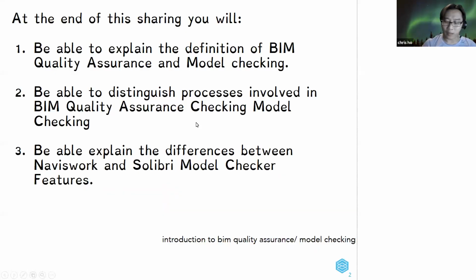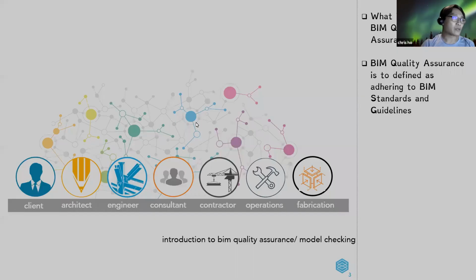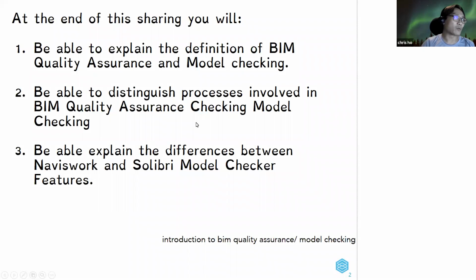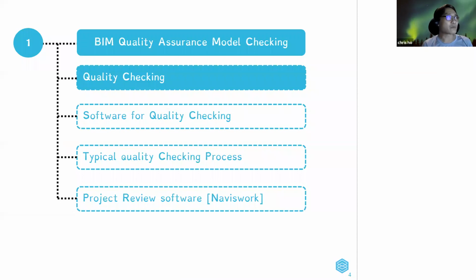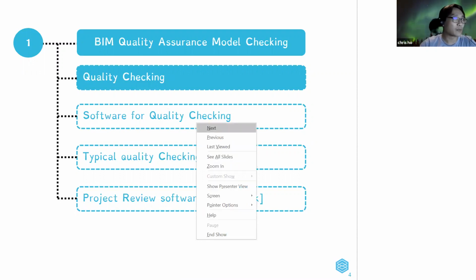At the end of this sharing, hopefully everyone will be able to explain the definition of BIM quality assurance and model checking, distinguish the processes involved in BIM quality assurance checking of a model, and also explain the differences between Navisworks and Solibri Model Checker features. So now I'm going to run through what is quality checking, software for quality checking, and the typical quality checking processes involved, followed by project review software like Navisworks and Solibri Model Checker.